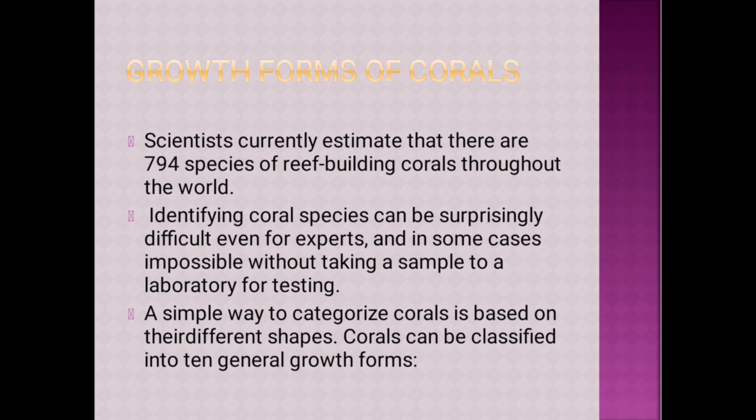Growth forms of corals. Scientists currently estimate that there are 794 species of reef building corals throughout the world. Identifying coral species can be surprisingly difficult even for experts, and in some cases impossible without taking a sample to a laboratory for testing. A simple way to categorize corals is based on their different shapes. Corals can be classified into 10 general growth forms.